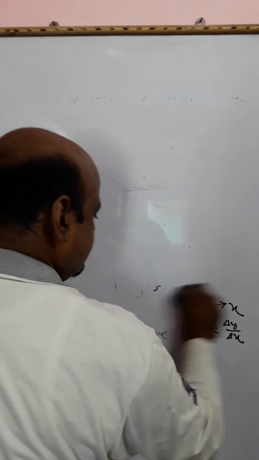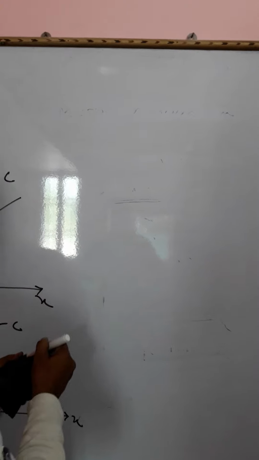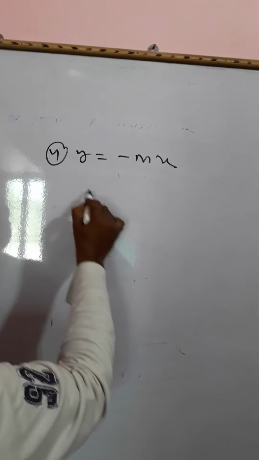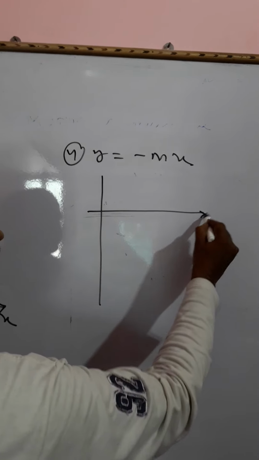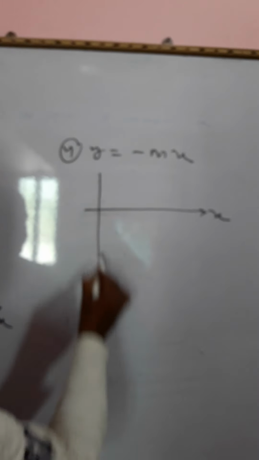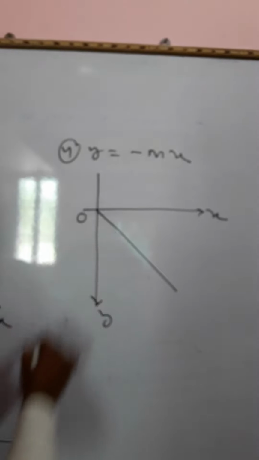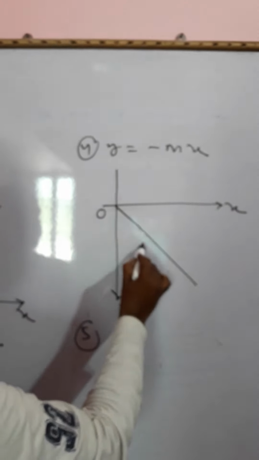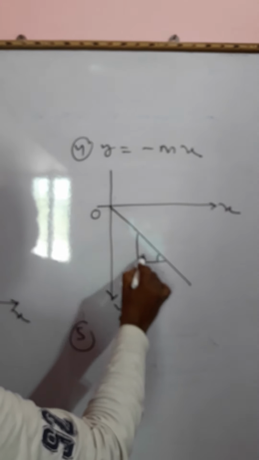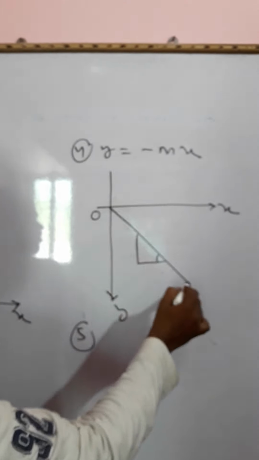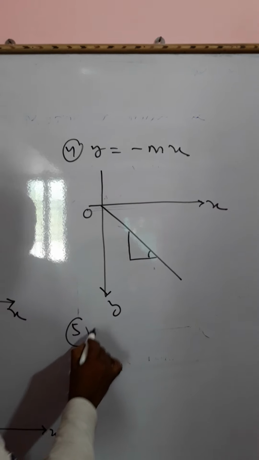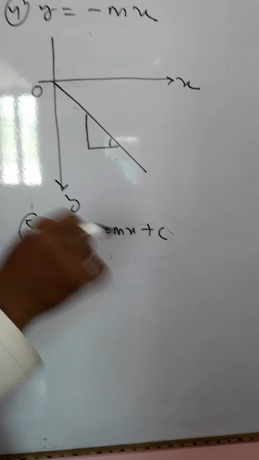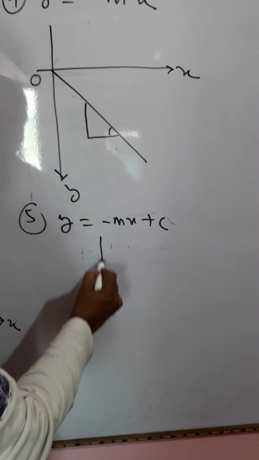You see a negative slope. Fourth category, y equal to minus mx. So how do you draw the graph? X and y, you go downward from the origin. Fifth category, y negative. Now you draw here this theta. Okay, so negative slope, downward. Y equal to minus mx plus c. Intercept is positive but slope is negative.